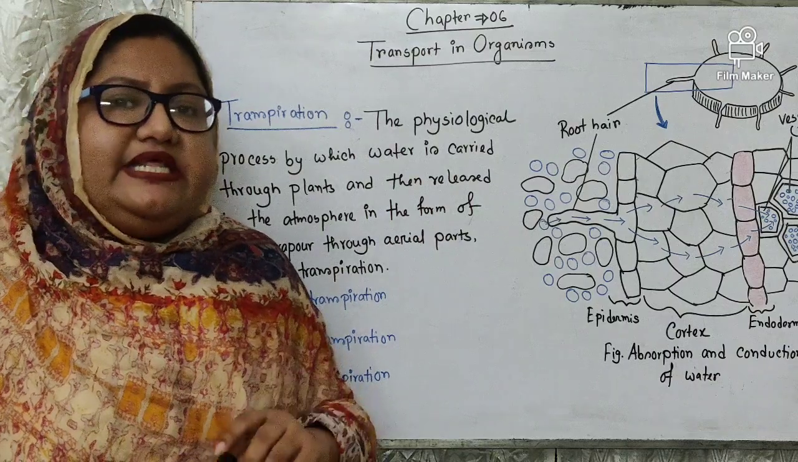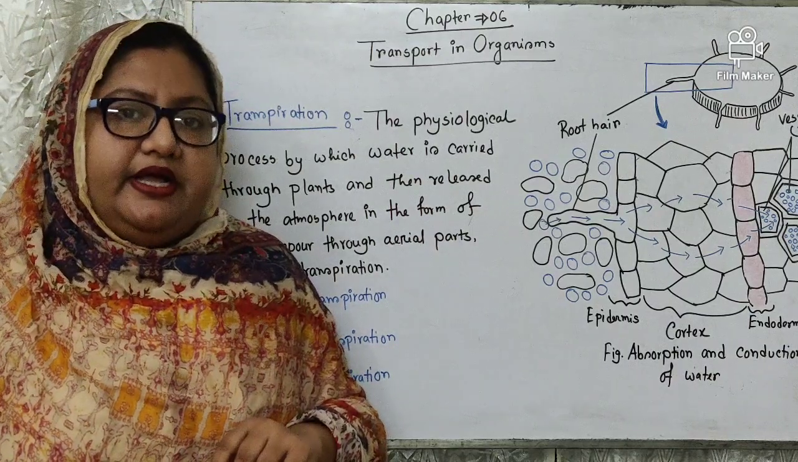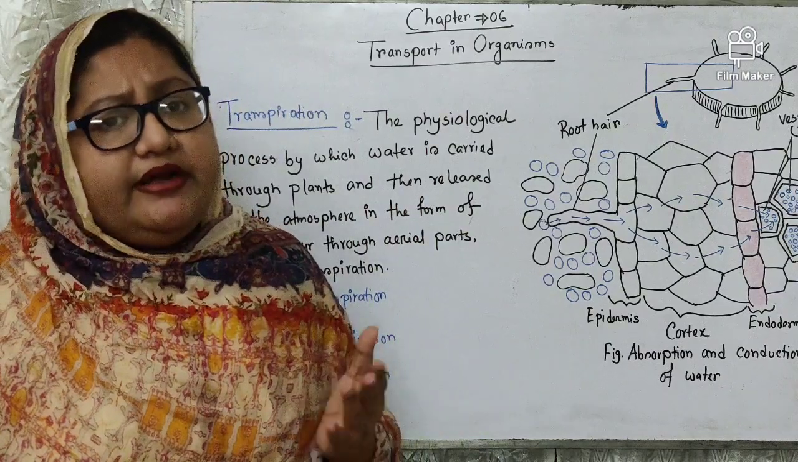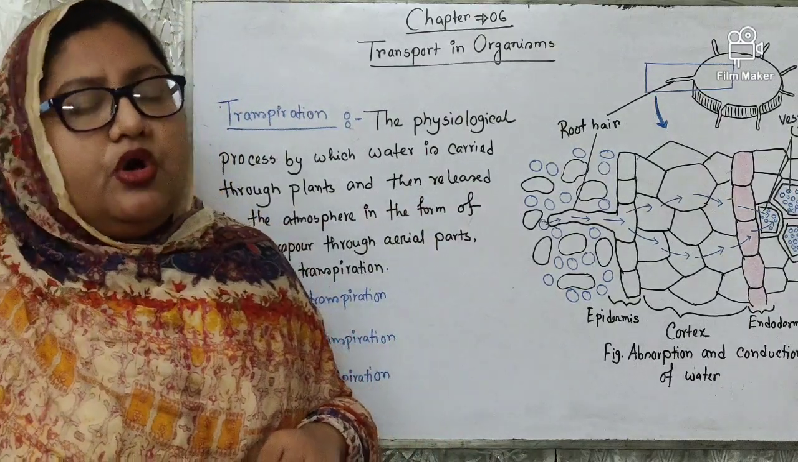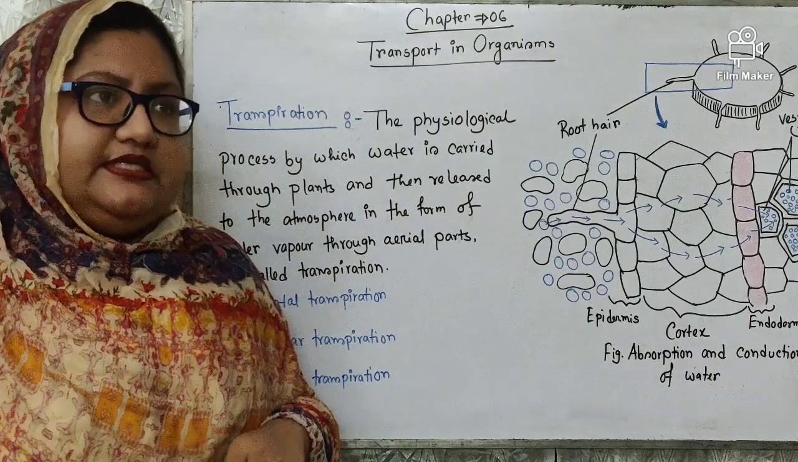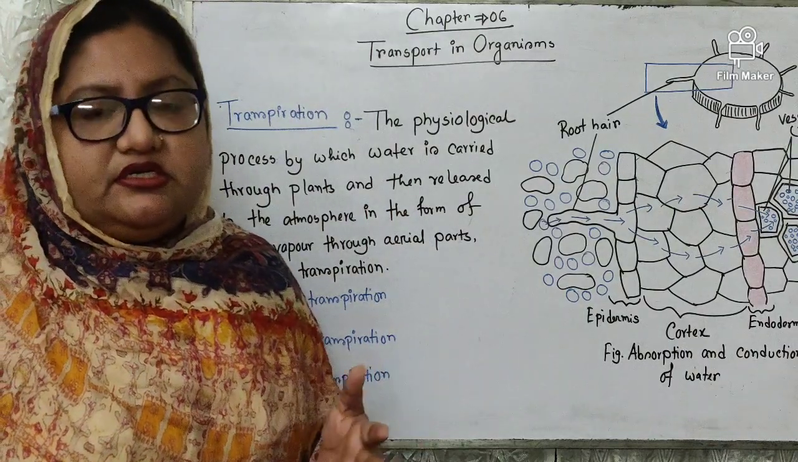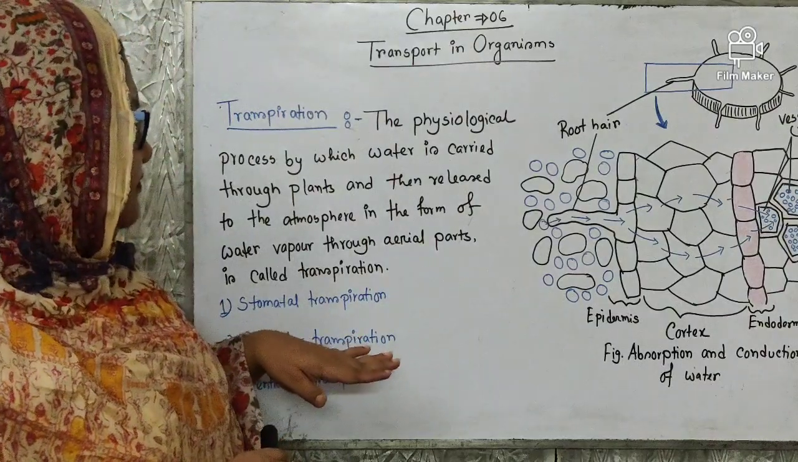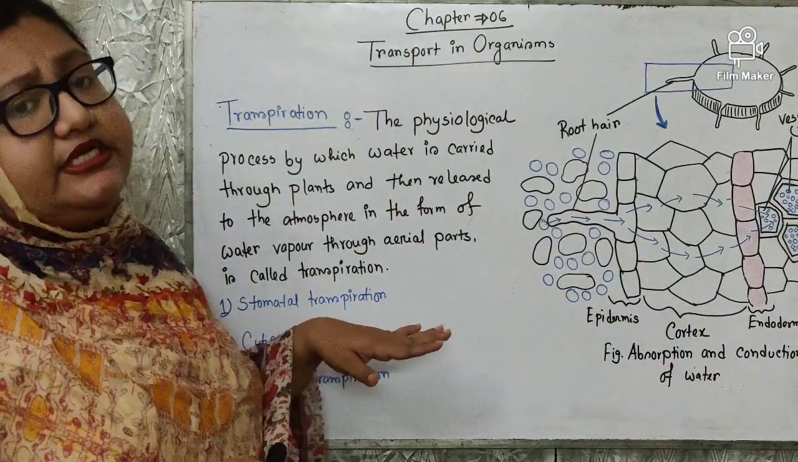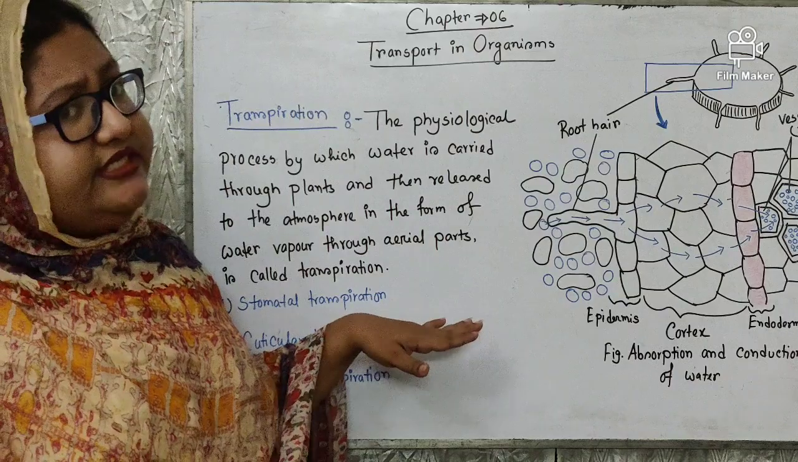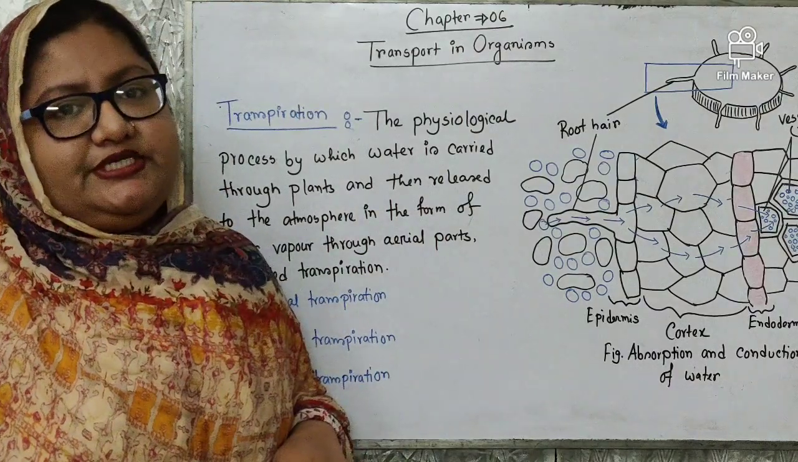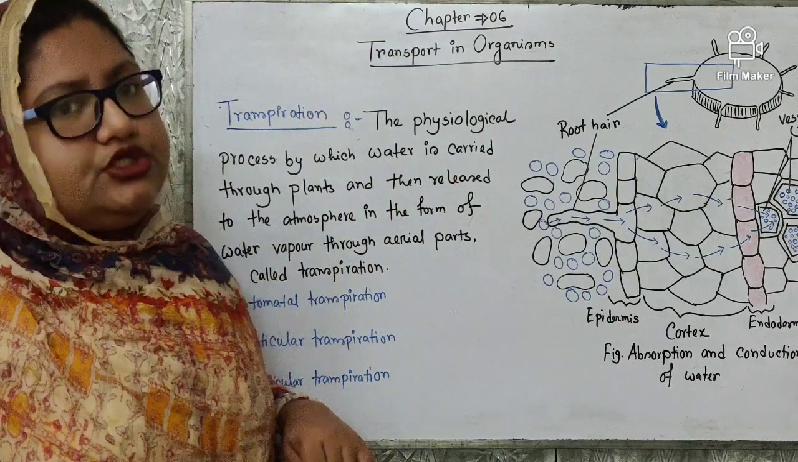Stomata are the tiny pores which are surrounded by guard cells, found on the upper and lower surface of leaves and on the petals and other parts of the plant. So the transpiration that takes place through stomata is known as stomatal transpiration. About 95% of transpiration takes place through stomata.